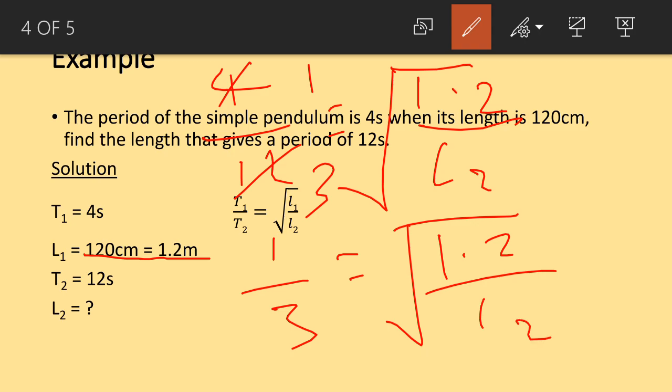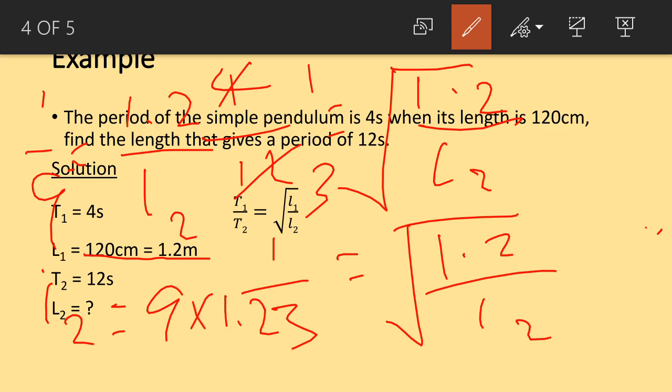Next is to square both sides. If we square both sides, we get 1 over 9 is equal to 1.2 over L2. Squaring the square root cancels out the square root. If we cross multiply, our L2 is going to be 9 times 1.2, and 9 times 1.2 is 10.8 meters. That's the answer to that question.